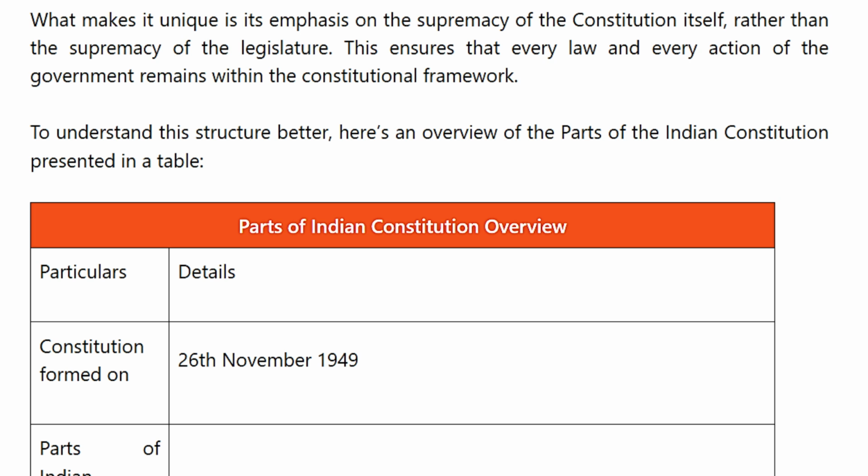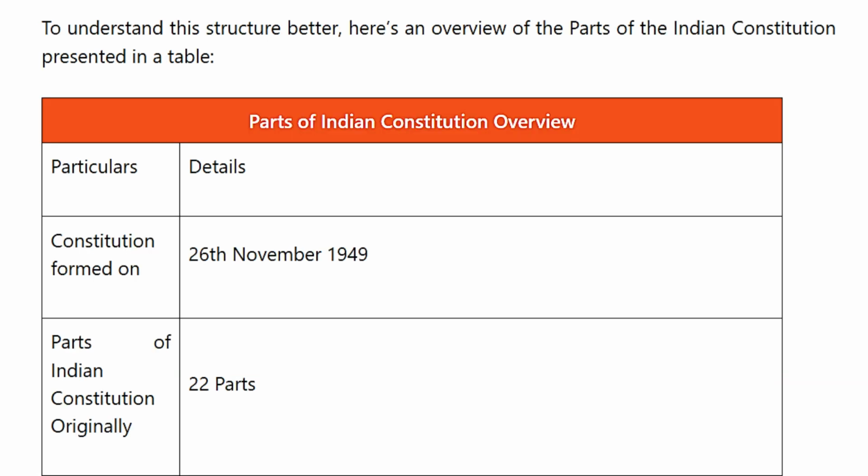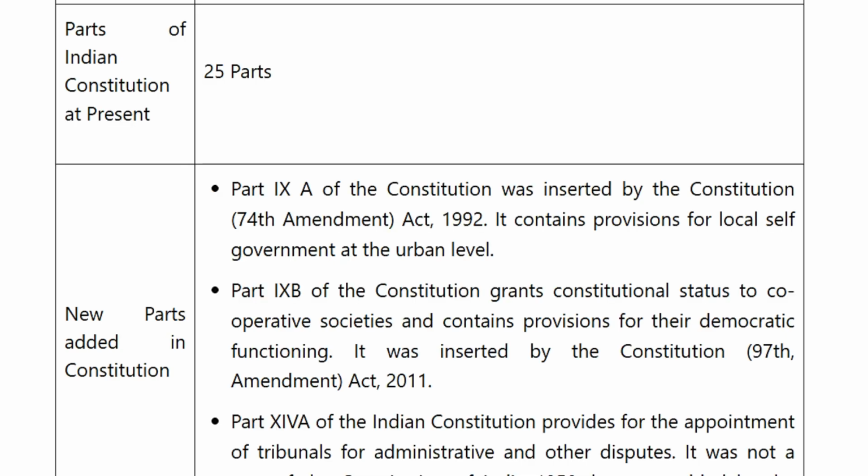Parts of Indian Constitution Overview. Particulars, details. Constitution formed on November 26, 1949. Parts of the Indian Constitution originally: 22 parts. Parts of the Indian Constitution at present: 25 parts.